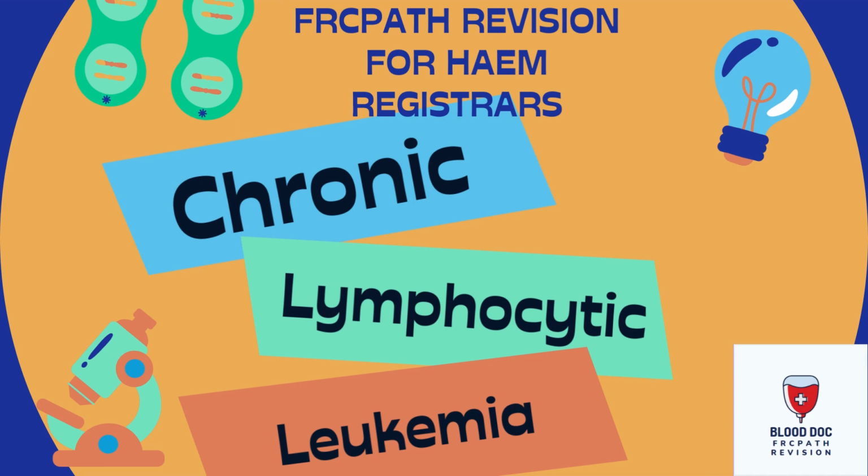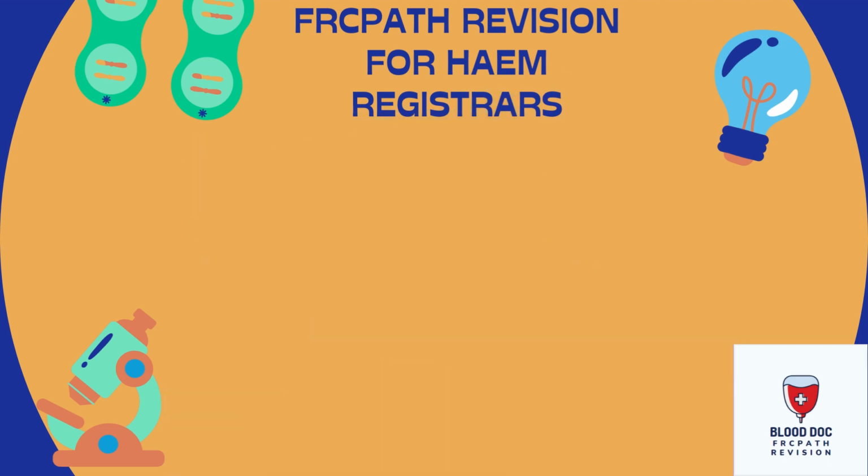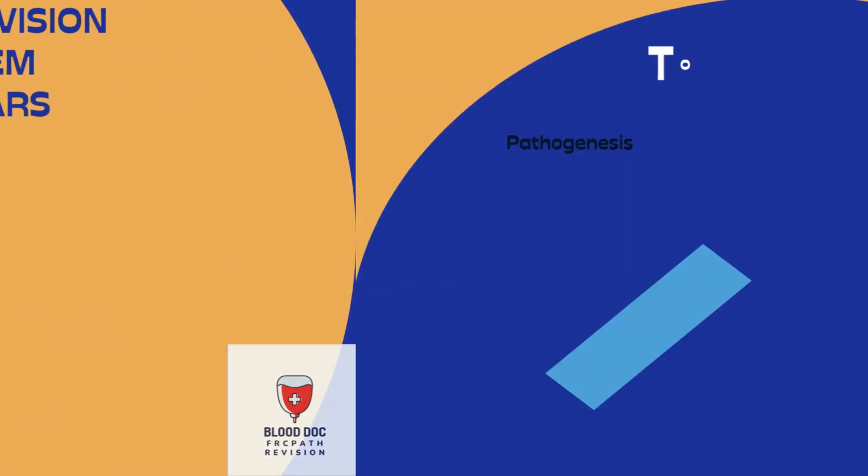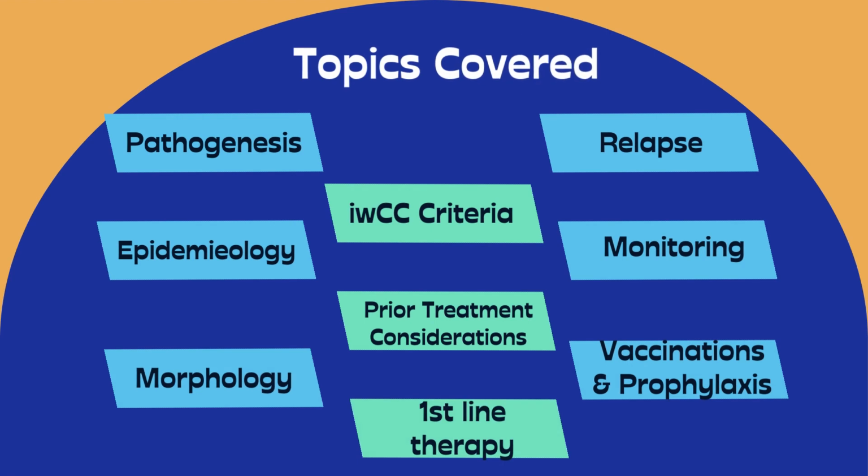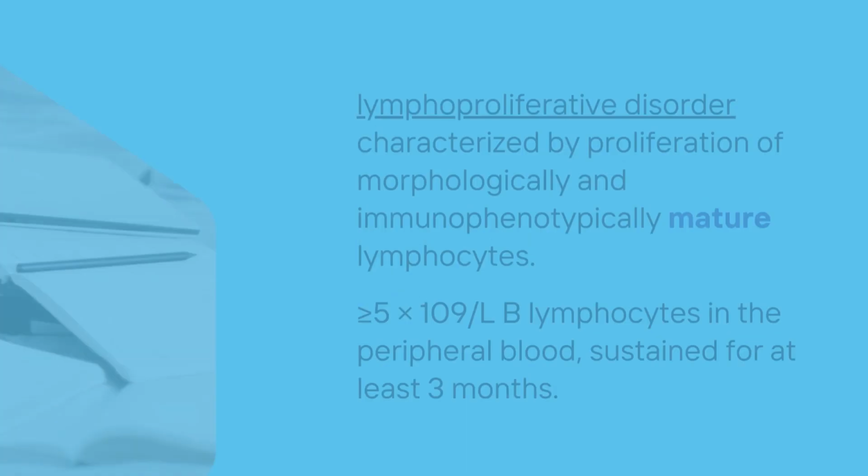This is aimed at other haematology registrars revising for the FRC path and is based on the ASH and BSH guidelines. What we will cover is pathogenesis, the IWCLL criteria for starting treatment, first-line treatment, and what to do in relapse.